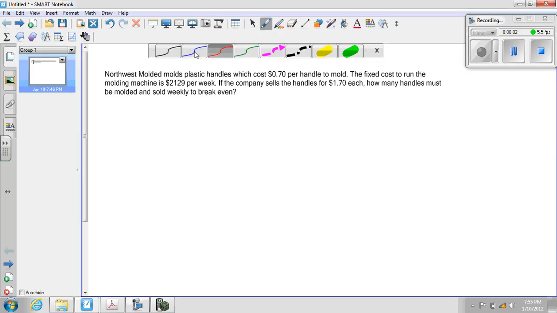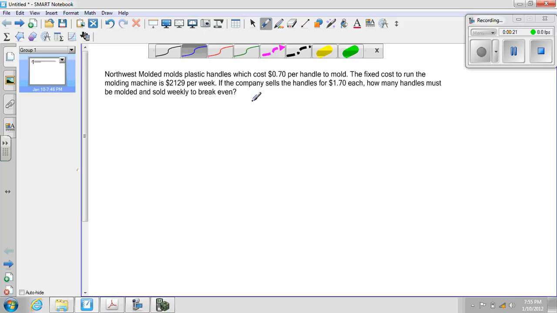This is another kind of business problem. It's called a break-even problem because what we want to do is manufacture something, and we want to make sure that we don't lose any money, but we're also not worried about making any money. So we want to make sure that we don't lose and we don't make, if we're going to break even.